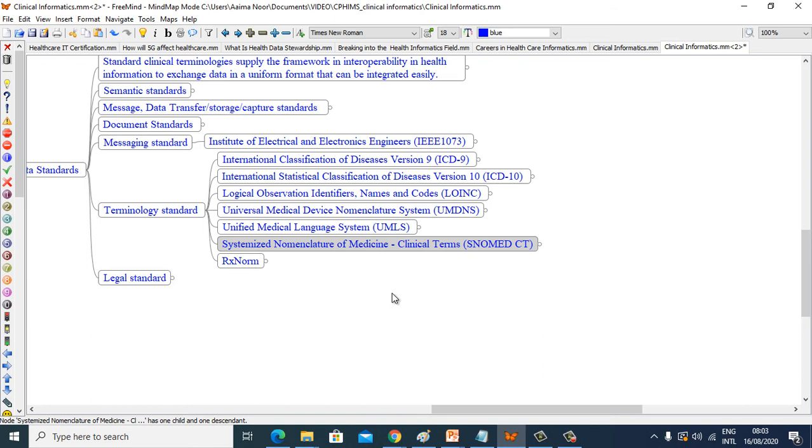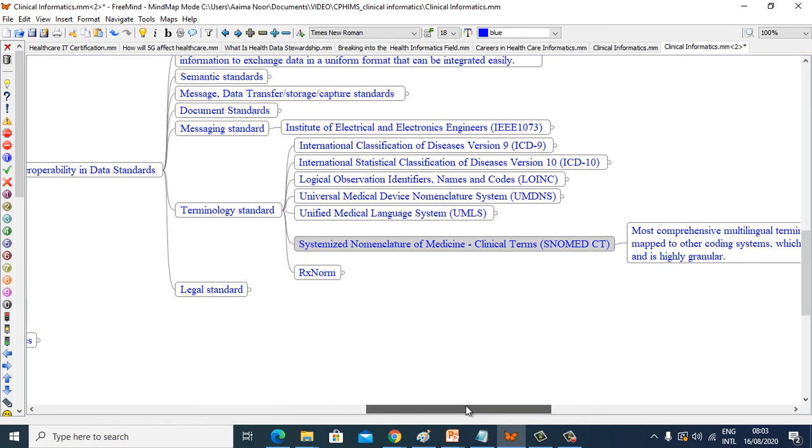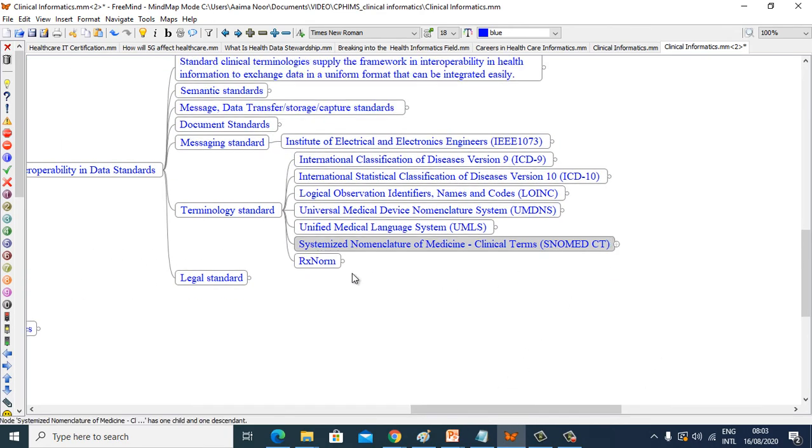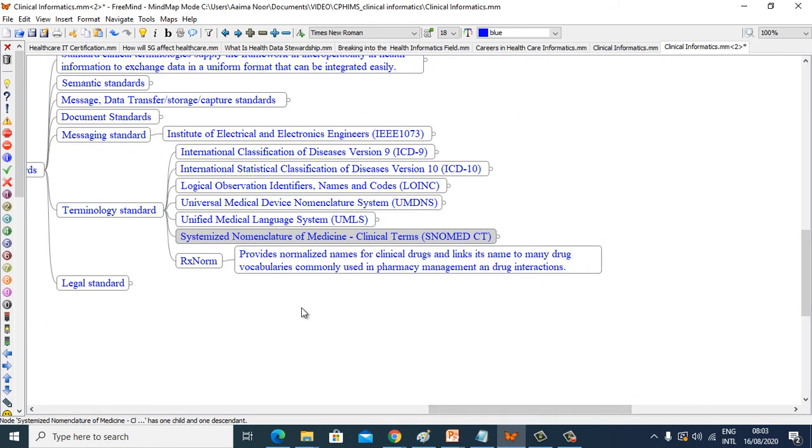Systematized Nomenclature of Medicine Clinical Terms, SNOMED CT. The most comprehensive multilingual terminology in the world, SNOMED CT can be mapped to other coding systems, which helps facilitate semantic interoperability, and is highly granular. RxNorm provides normalized names for clinical drugs and links its names to many drug vocabularies commonly used in pharmacy management and drug interaction.